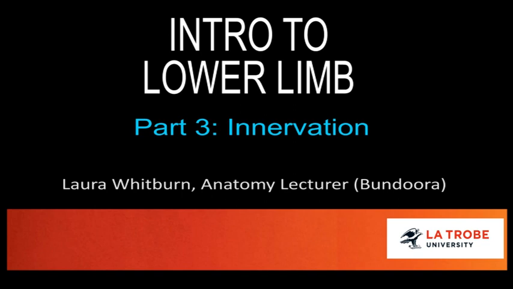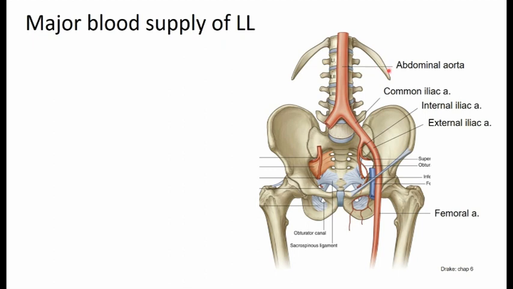In this video we're going to talk about the major vessels of the lower limb. Here we have an image of the pelvis, and we can see from this the major arterial supply of the lower limb. We can see the abdominal aorta lying anterior to lumbar vertebra. We can see it bifurcate into a left and right common iliac artery. We can see the common iliac artery bifurcate into an external and an internal iliac artery.